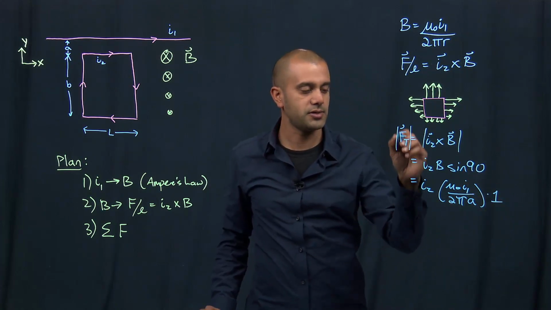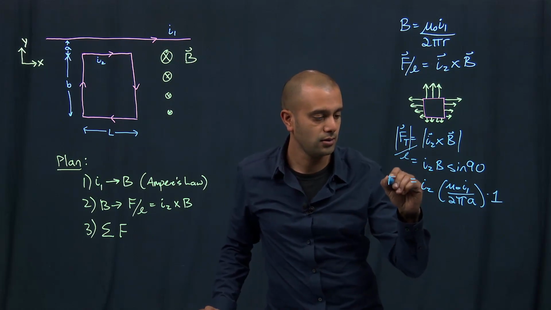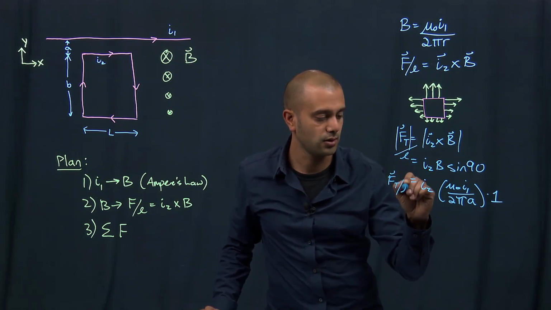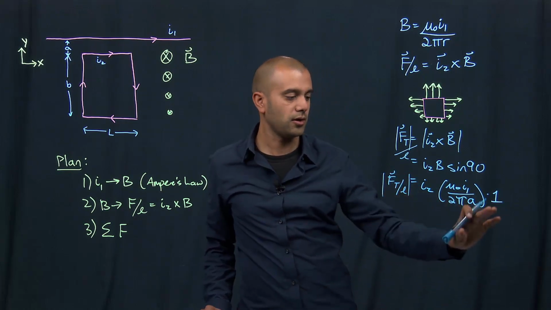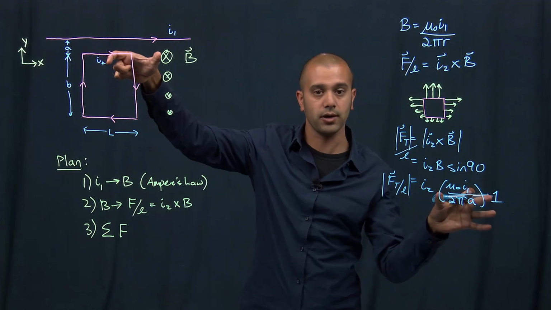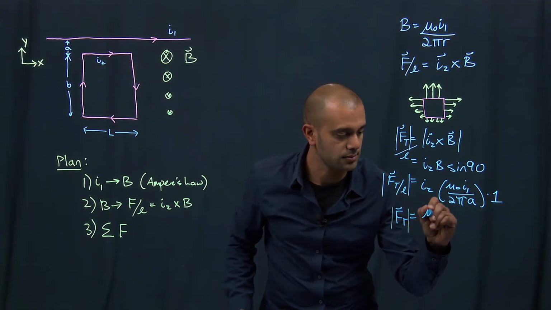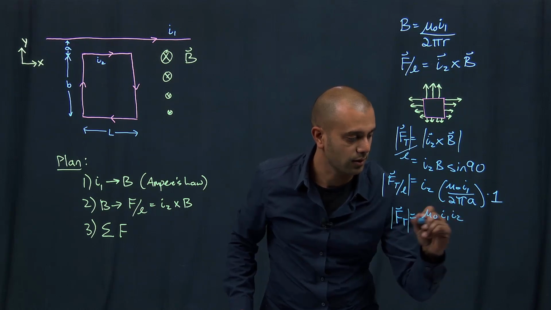What I forgot to write over here is that this should be force divided by length, so force per length. So we should have force per length gives this quantity right here, and then if we want to find the total force in that segment, we just multiply this quantity by the total length, which is L. So the force in the top segment is the following quantity.